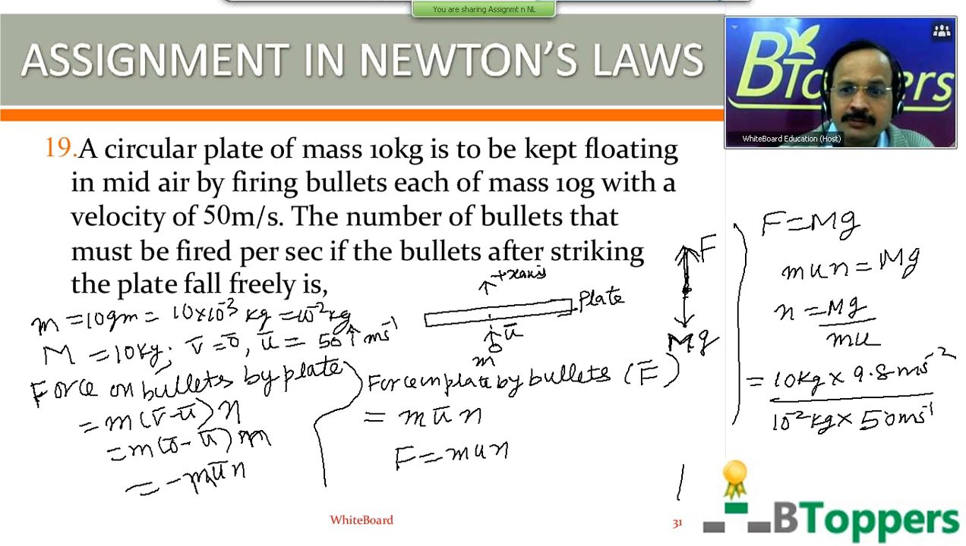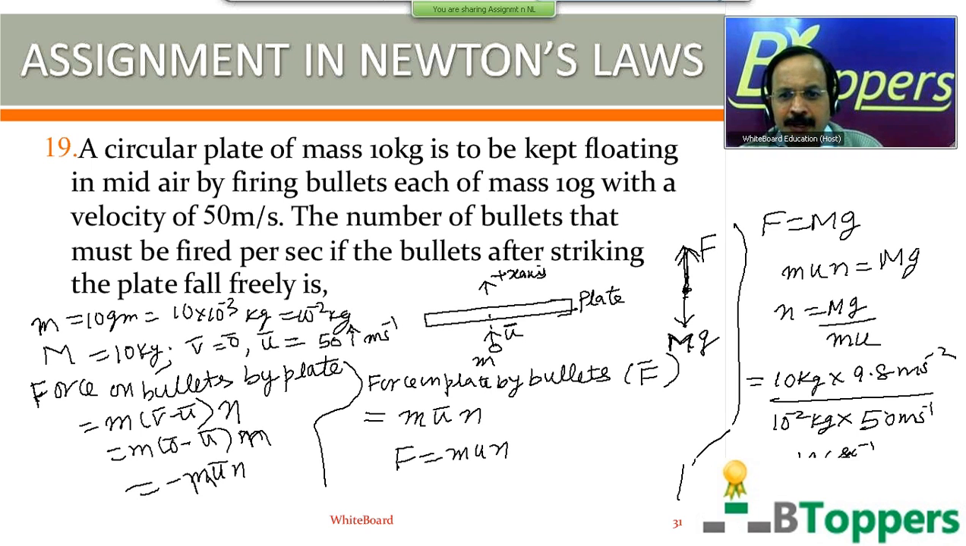So you get n equal to 196 per second. So the number of bullets striking the plate per second has to be 196. So the answer is 196.